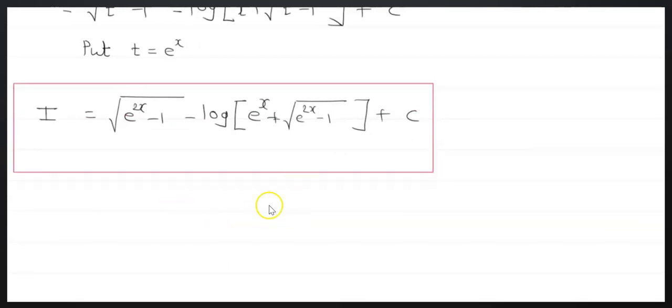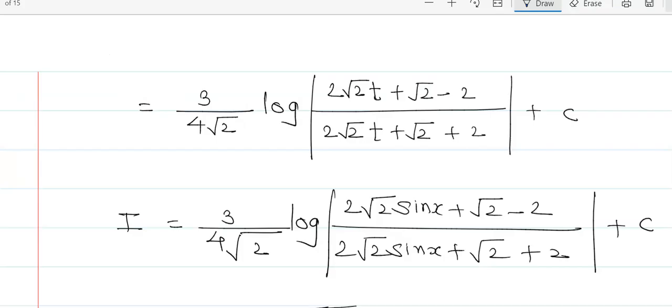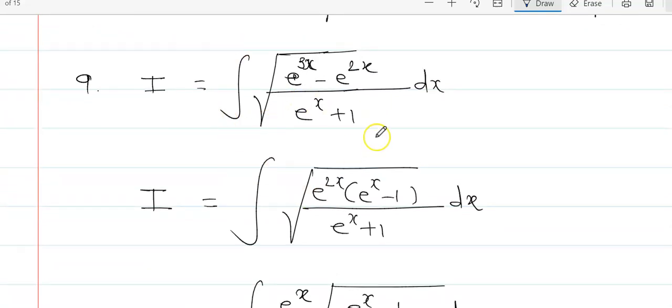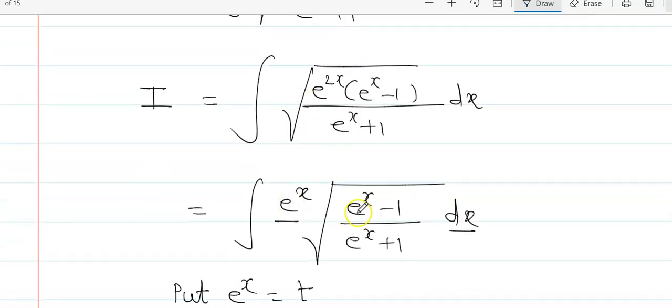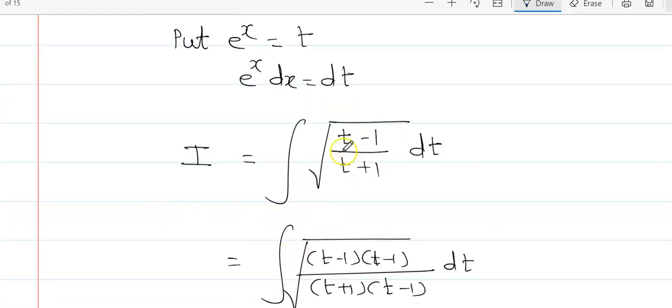In this way, examples 1 to 9 are clear. Now see this again, example number 9. I equals the integral of root of e raised to 3x minus e raised to 2x upon e raised to x plus 1. Take e raised to 2x as common. Its square root is e raised to x into root of (e raised to x minus 1) upon (e raised to x plus 1), dx. Put e raised to x equals t. Its derivative: e raised to x into dx equals dt. I equals the integral of root of (t minus 1) upon (t plus 1) dt.